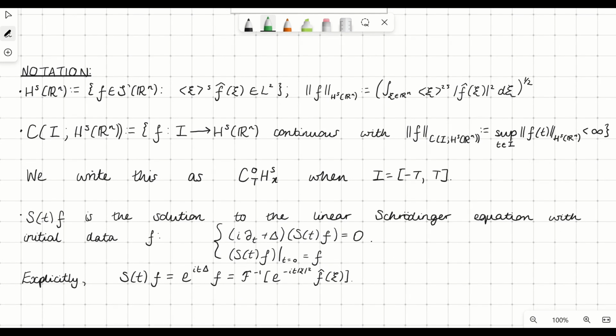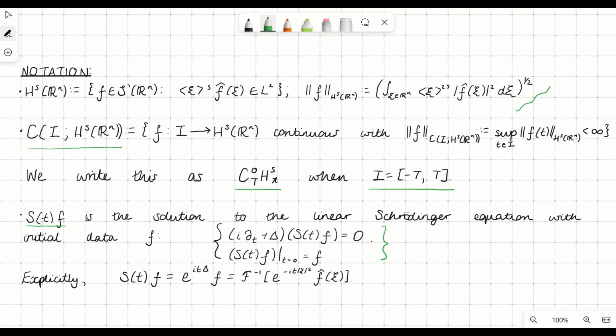So here it is. We have the usual H^s norm when s is any positive real number. We'll be working in this space of continuous functions on an interval I into H^s as defined above, which I'm often going to denote as C^0_T H^s_x when the interval is [-T, T]. Lastly, S(t)f is the free evolution operator for the Schrodinger equation. So this is the solution to the linear Schrodinger equation with initial data given by f.